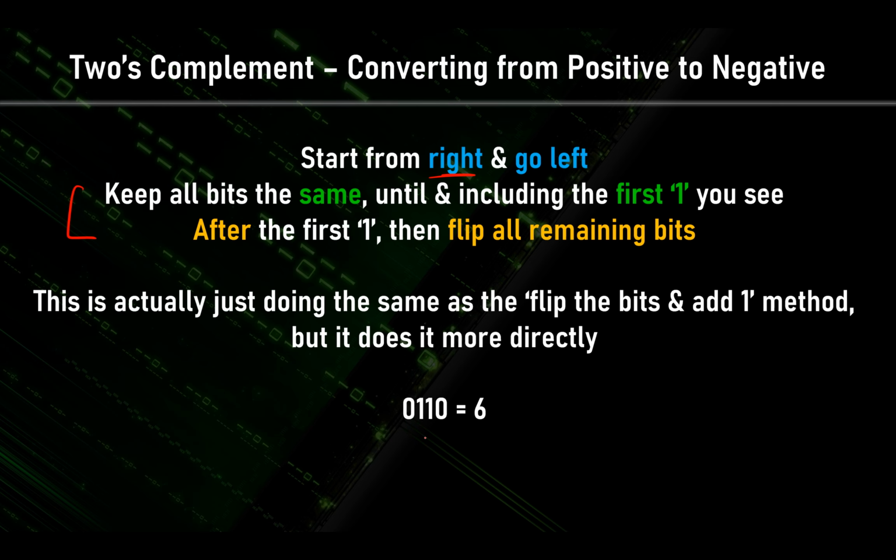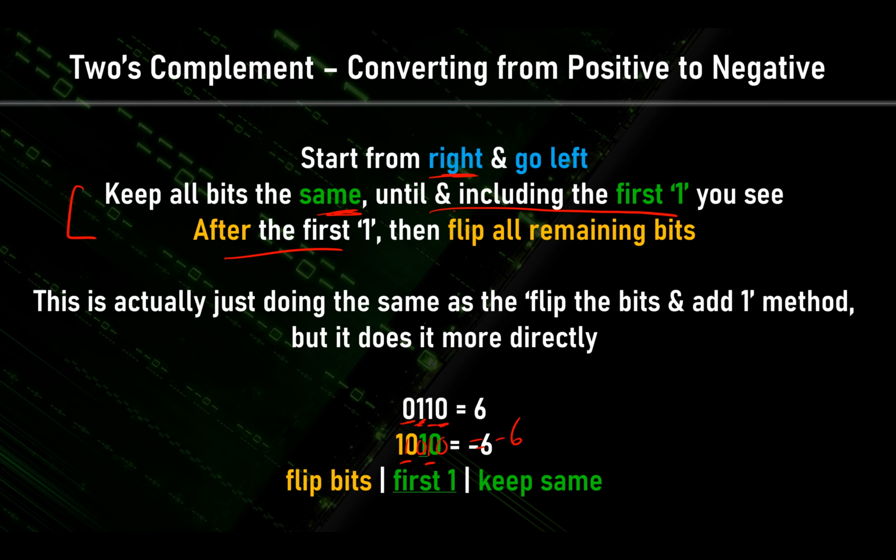If, for example, we see 0, 1, 1, 0, let's look at the rule. We start from the right and go left, keeping all the bits the same until and including the first 1 that we see. Because this is a 0, it just stays the same. The next one is the first 1 we see, so we keep it the same, up to and including the first 1. Now after the first 1, flip all the remaining bits. So this 1 becomes 0, and this 0 becomes a 1. You can check that this is -8 plus 2, which is -6.